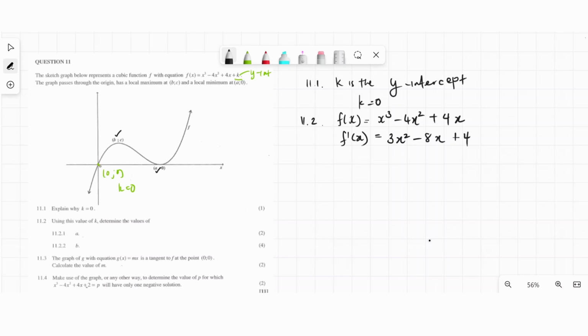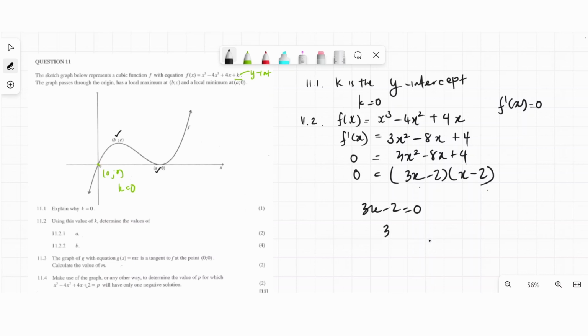So that's how it's going to be. Now what we're going to do is factorize this. We need to find the first derivative equals to 0. When we factorize it, so therefore it's going to be, equate both brackets to 0. So 3x minus 2 is equals to 0. Take the 2 to the other side. So 3x is equals to positive 2. Therefore, x is equals to 2 over 3.